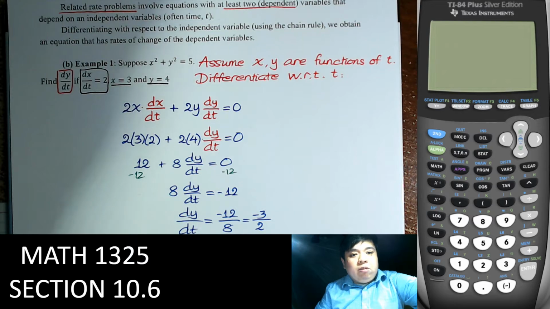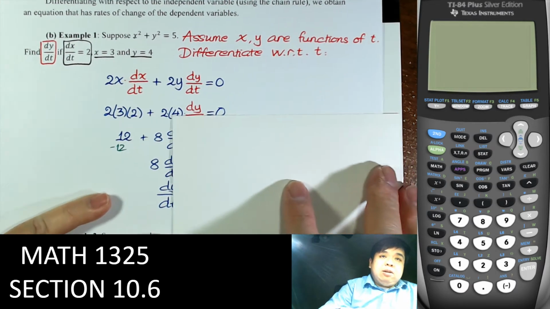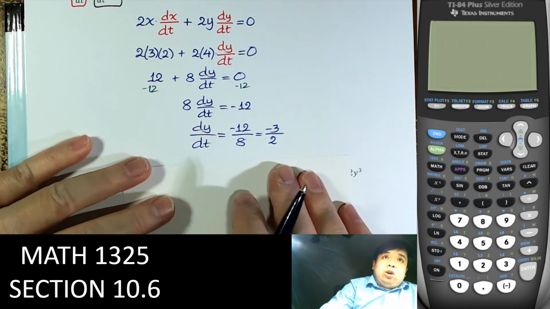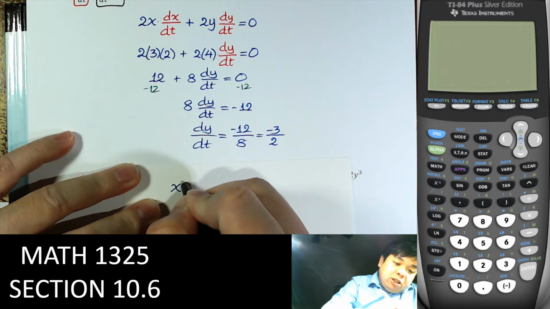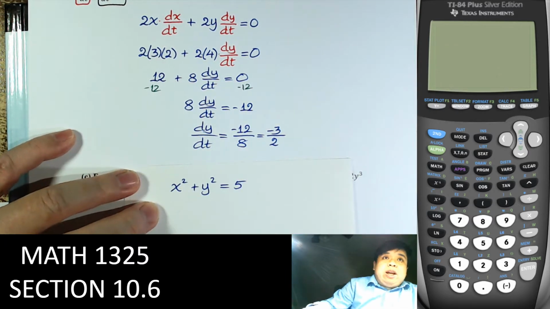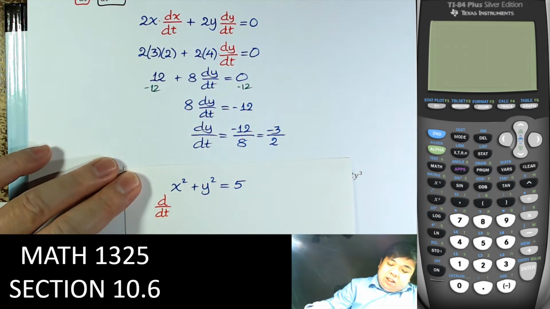Of course, we do that. Or if we don't want to write all of this, technically we can just use math notation and go ahead and do this. We can just take the derivative with respect to t on both sides.